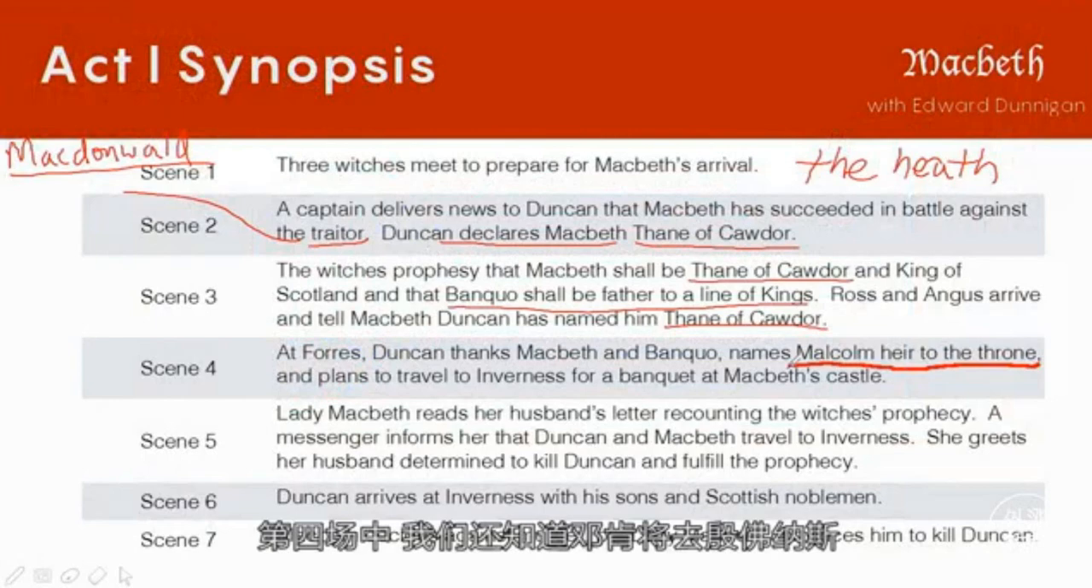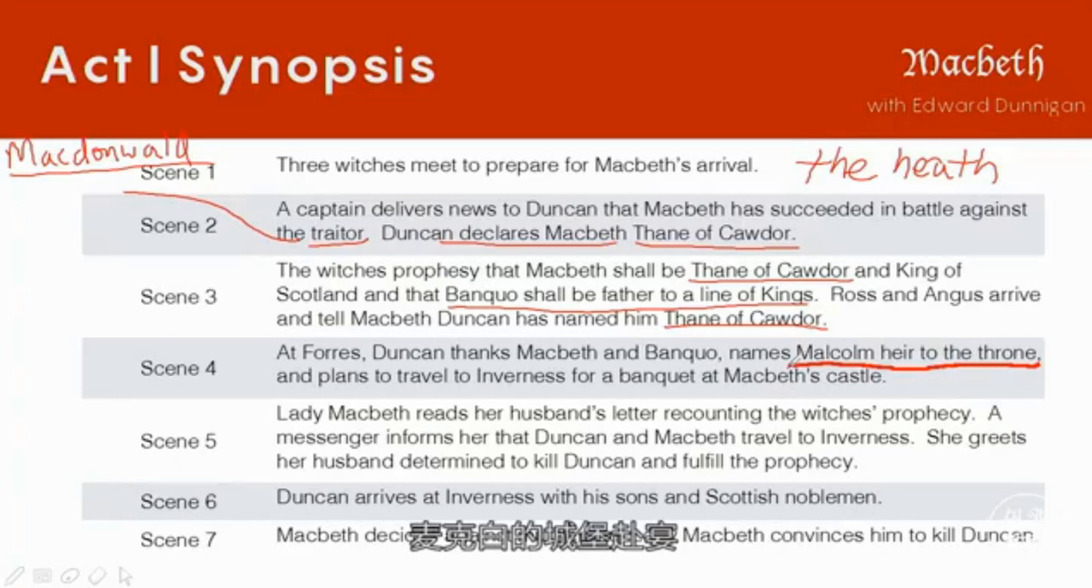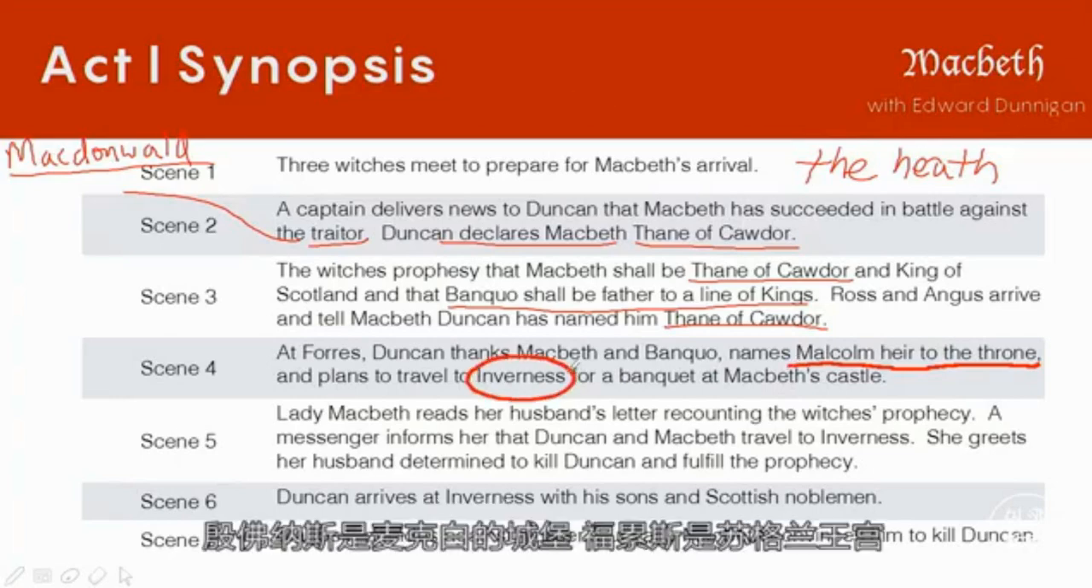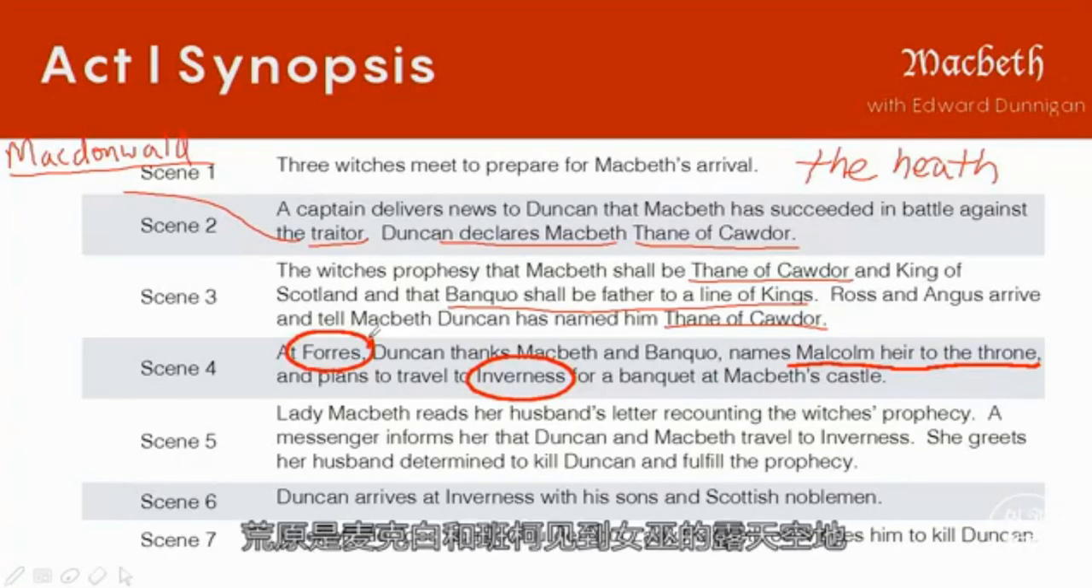In scene 4, we also learn that Duncan is going to travel to Inverness for a banquet at Macbeth's castle. And again, we have some settings here, right? Inverness is Macbeth's castle. Forres is the palace of the King of Scotland. And the heath is the open natural space where Macbeth and Banquo meet the witches.